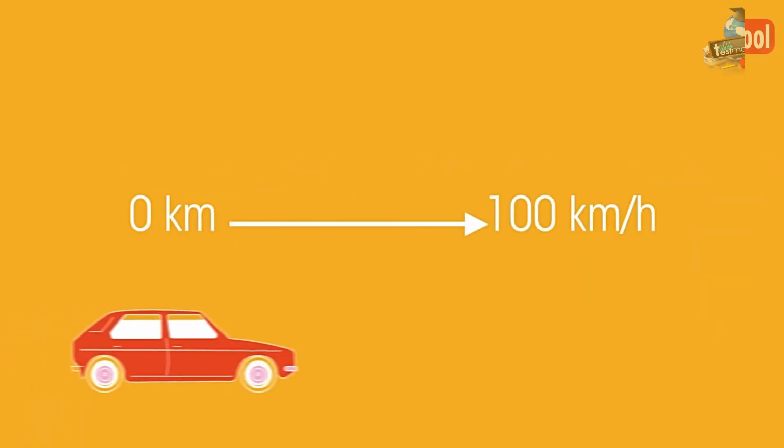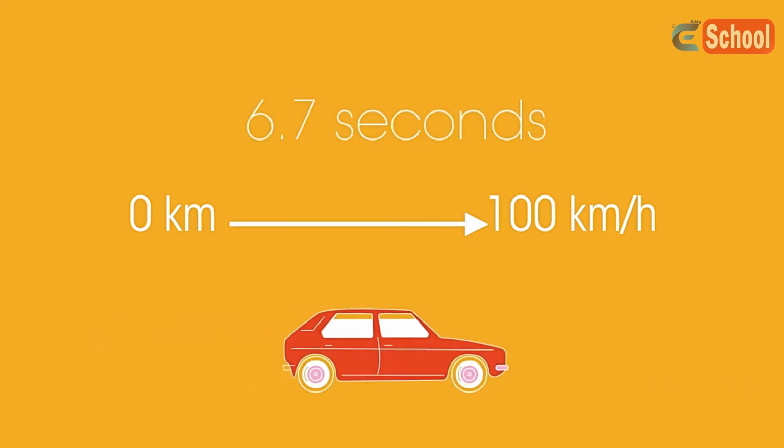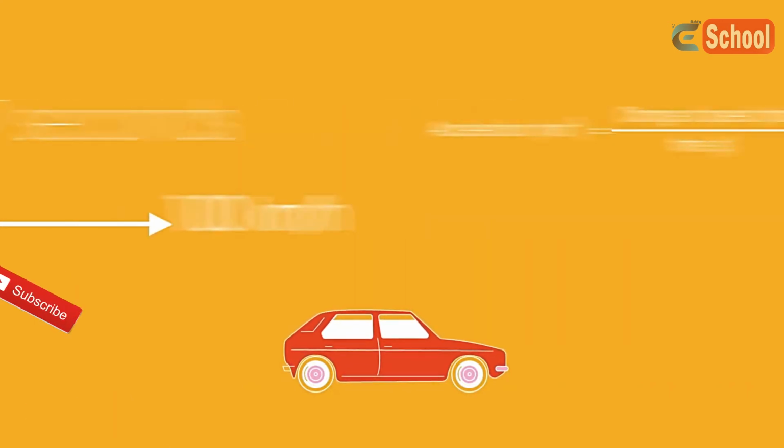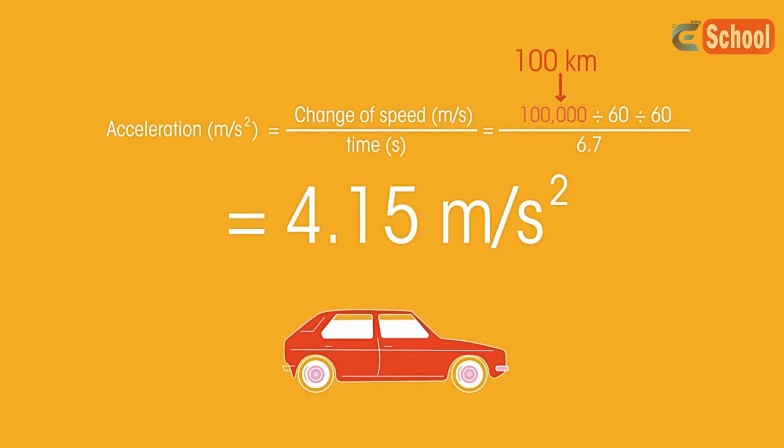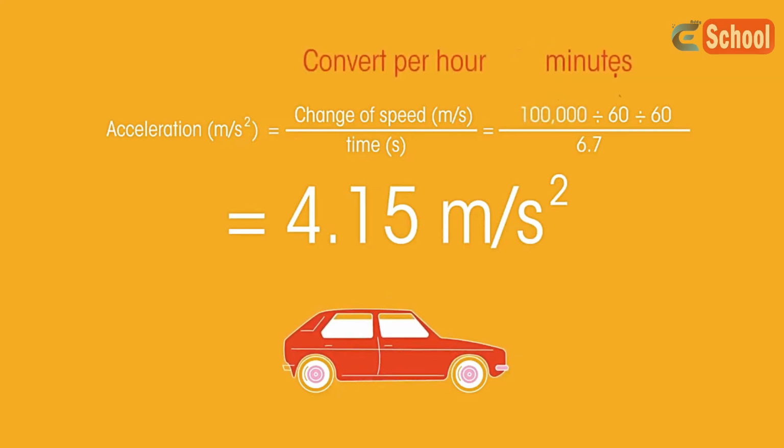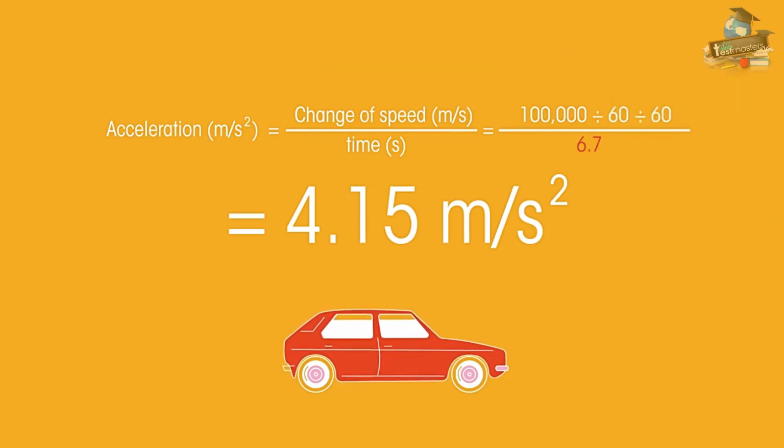A common hatchback car can reach 100 km an hour in 6.7 seconds. This gives it an acceleration of 4.15 meters per second squared. This calculation is because we have to turn the 100 kilometers into meters first, then turn the per hour into seconds by turning it into minutes and then seconds, and divide it by 6.7 seconds to get the acceleration.